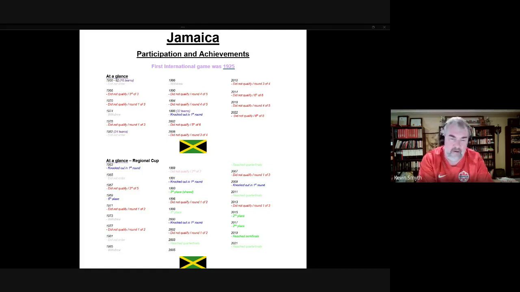Their strongest period was 2015 to 19, where they finished second twice and reached the semi-final in 2019. Qualification now depends on their CONCACAF Nations League performance, and they have managed so far to stay in League A, which is comprised of the top 12 teams in the region.